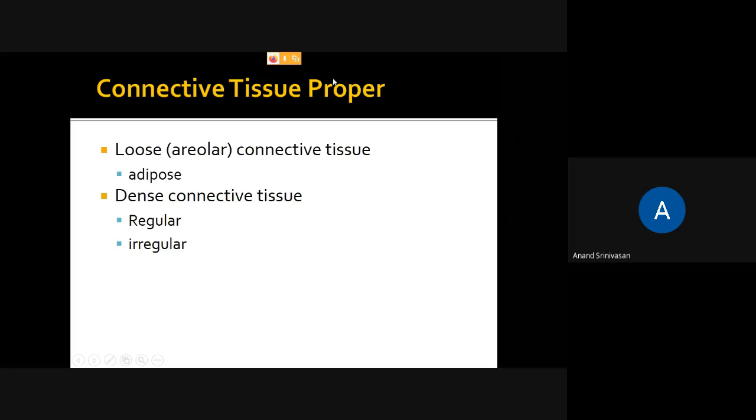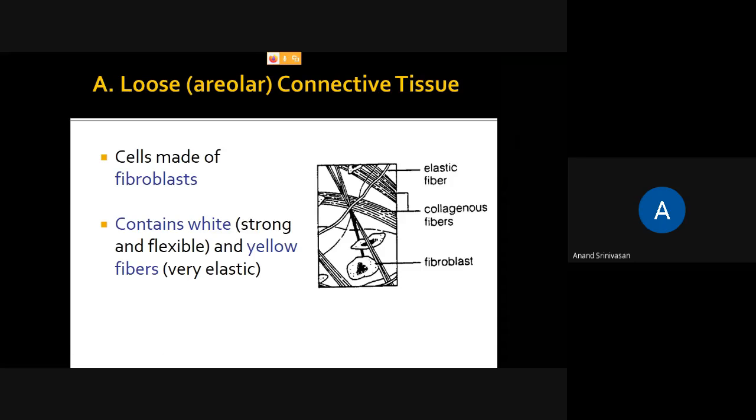How do they look? Loose connective tissue, for example adipose tissue. Adipose tissue is an example of loose connective tissue. It's also called areolar connective tissue. The dense connective tissue has two types, regular and irregular. Now let's see how they look under the microscope.